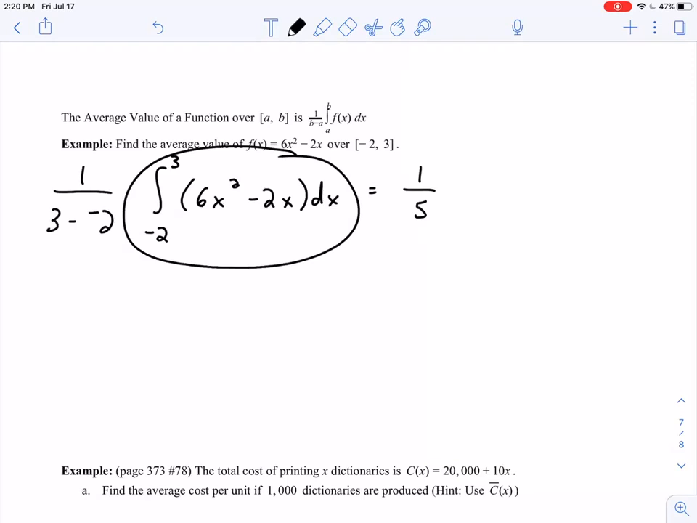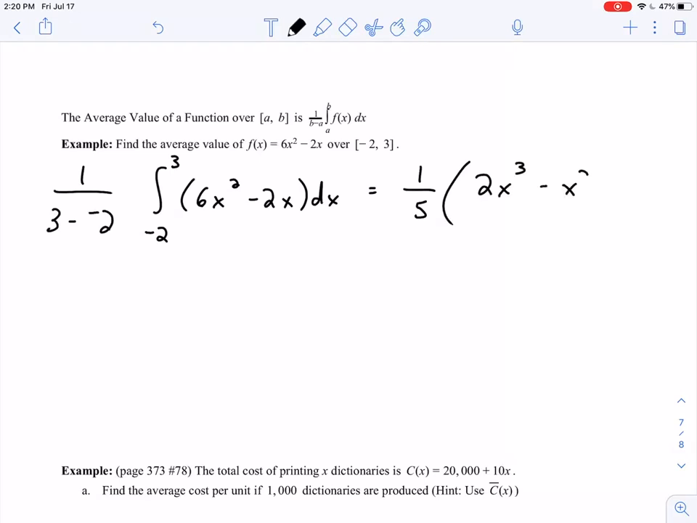Here I need to find my antiderivative, so let's see, what will I have there? 6x squared gives 2x to the third, there we go, minus x squared, evaluated at 3 and -2.